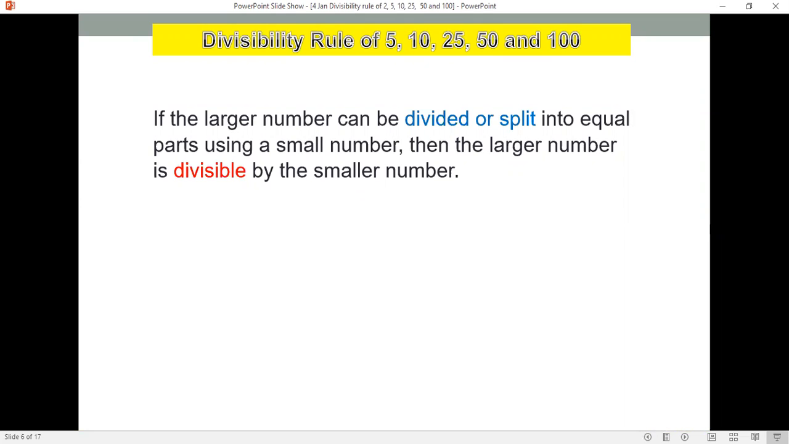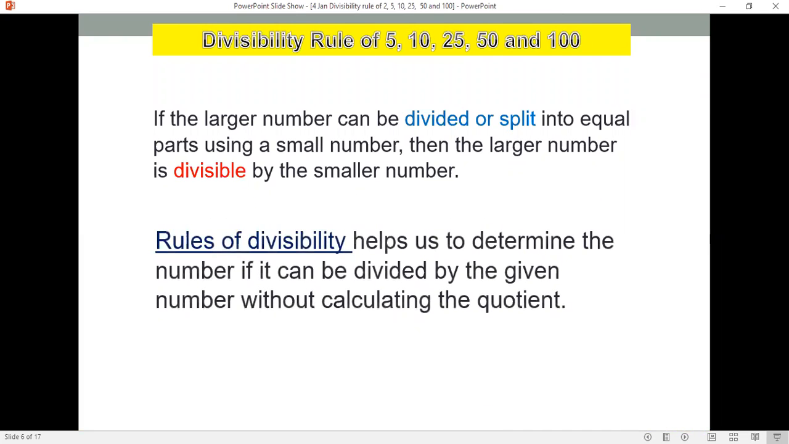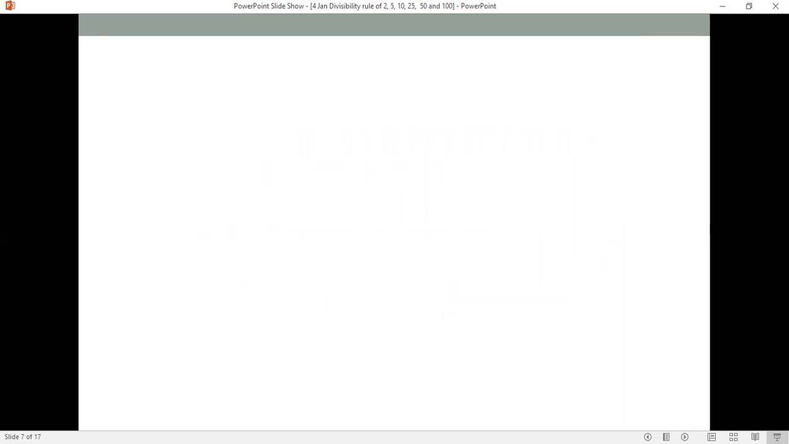what is the meaning of divisible. Divisible means a number can be divided by another number without calculation. What is the use of rules of divisibility also? Divisibility rules help you to determine if a number can be divided by a given number without calculation. Okay, so it's a quick calculation. Just remember the rules. Let's start with the divisibility rules for 2.